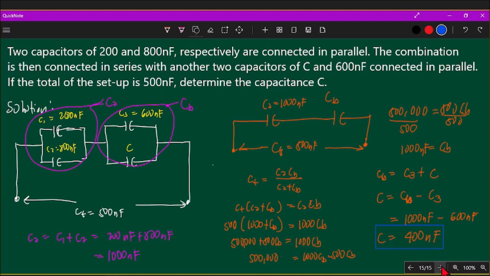I hope you understand something in this video about capacitors connected in series and parallel, encoding the voltage division theorem for capacitors in series and the charge division theorem for capacitors in parallel. Okay, so thank you for watching this video, and as always, enjoy learning.